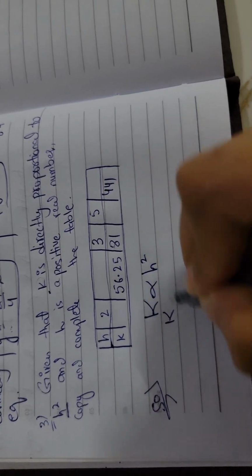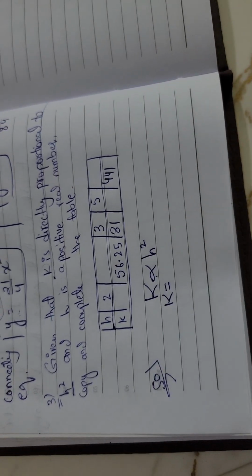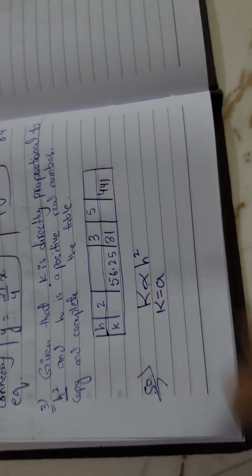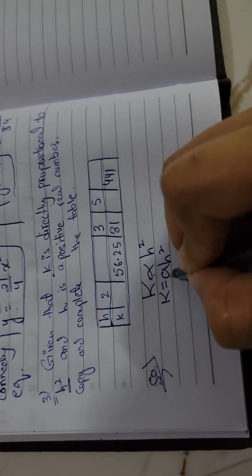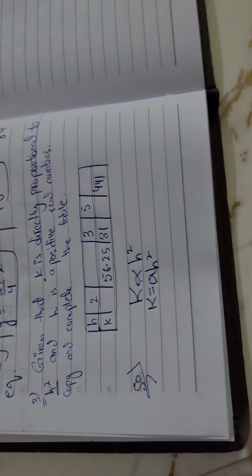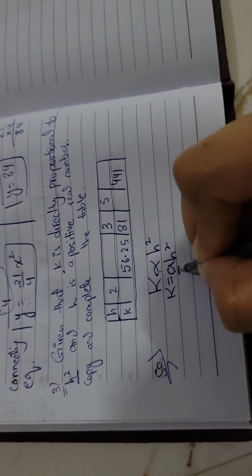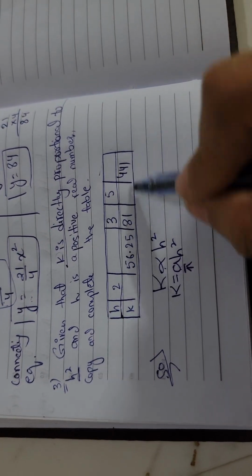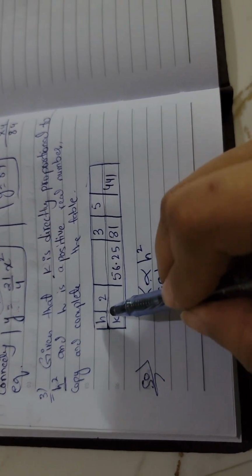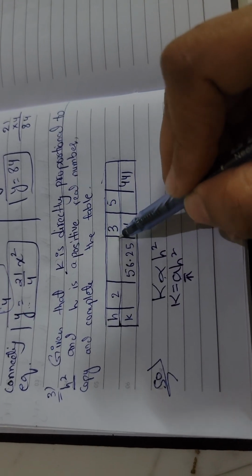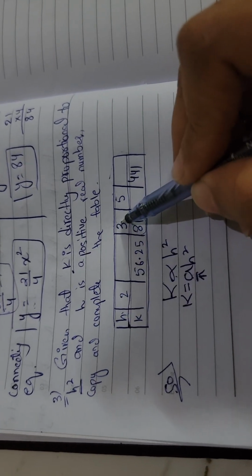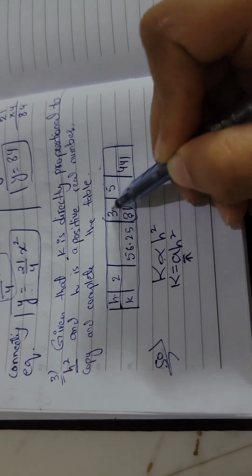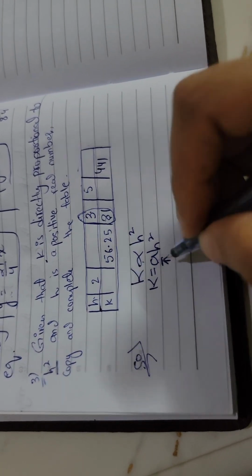So I am going to remove this sign of proportionality and I am going to introduce any other variable. Let's suppose I will choose this variable a over here. Now this a is the constant over here. Clear? And we are required to find the value of this a. So how are we going to find the value of this a? In the table we are going to take a pair of values. If you can observe, this is the pair of values where h is 3 and k is 81. Using this set of values, I can find the value of a over here.